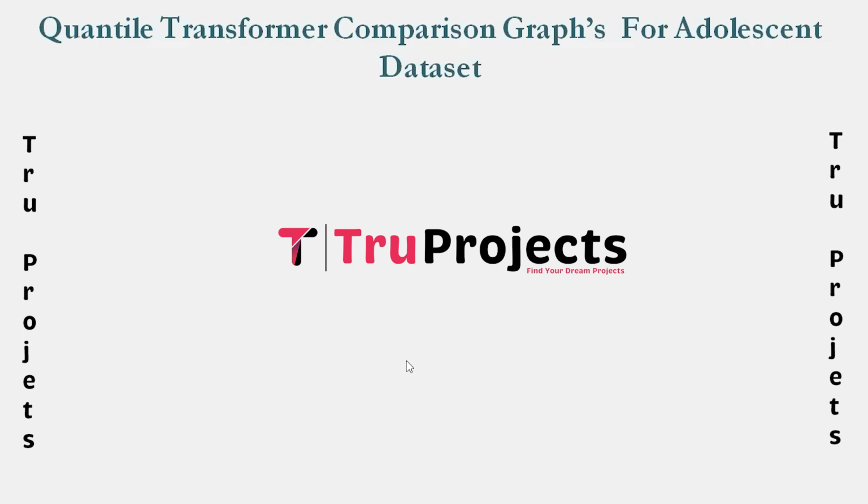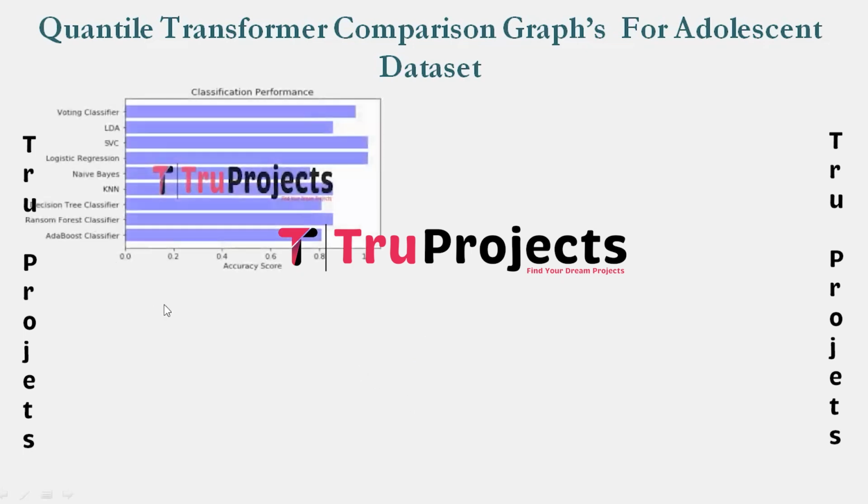We have evaluated this project using different error metrics, which are accuracy, precision, recall, and F1 score. So here we have quantile transformer comparison graphs for the adolescent dataset. This is the accuracy score comparison graph where the x-axis represents accuracy score and the y-axis represents algorithm names. Accuracy is a metric used to measure the overall correctness of a classification model. It is defined as the ratio of correctly predicted instances to the total number of instances in the dataset.